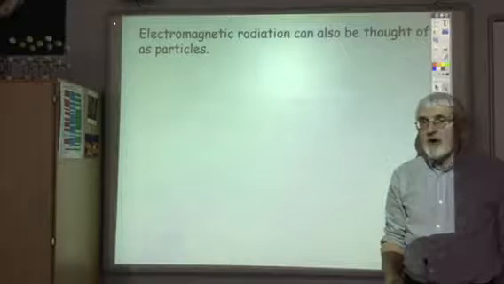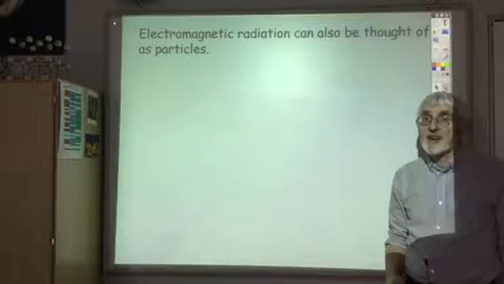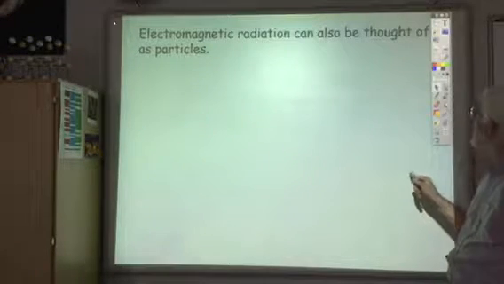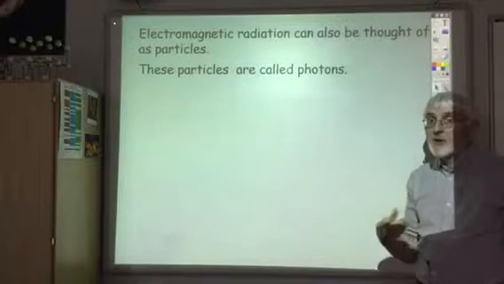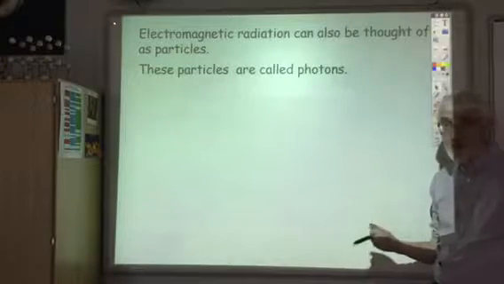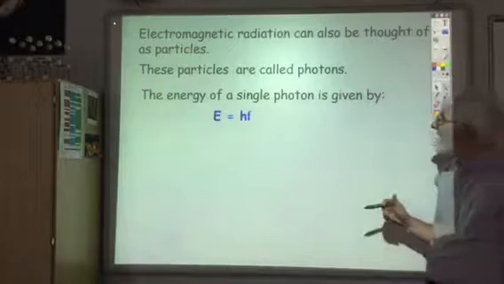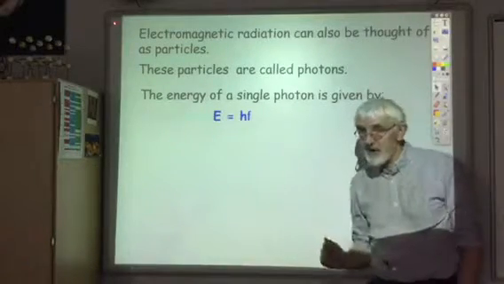When trying to work out the energy of electromagnetic radiation, it is useful to consider electromagnetic radiation as being particles. These particles are known as photons, and we can work out the energy associated with a photon of a given frequency or wavelength. So, the energy of a single photon is given by the equation E equals hf.